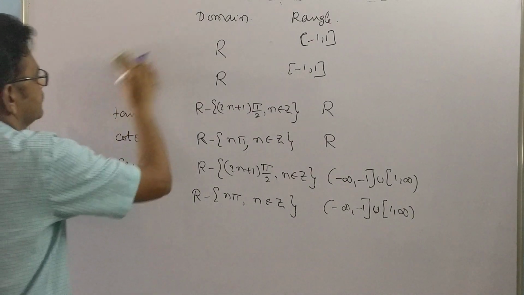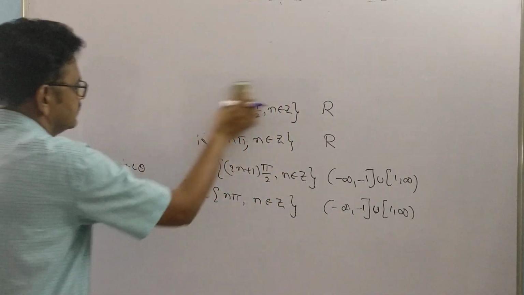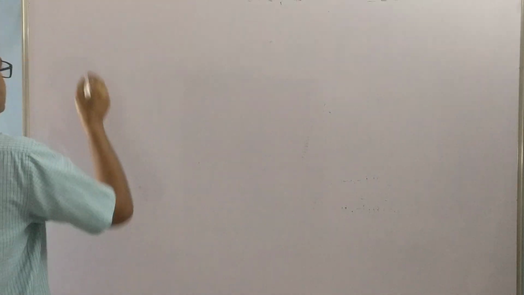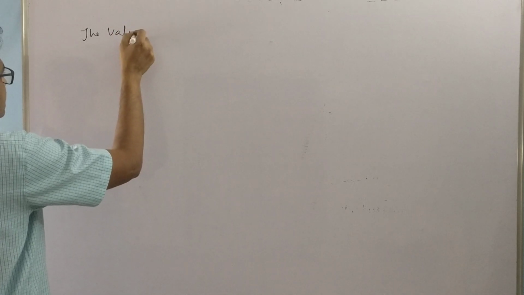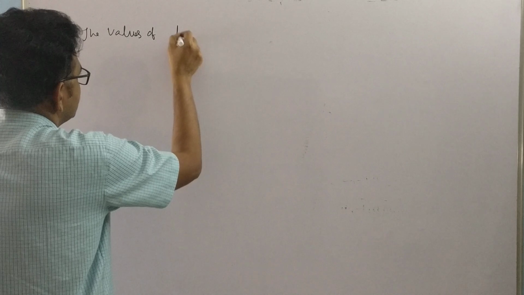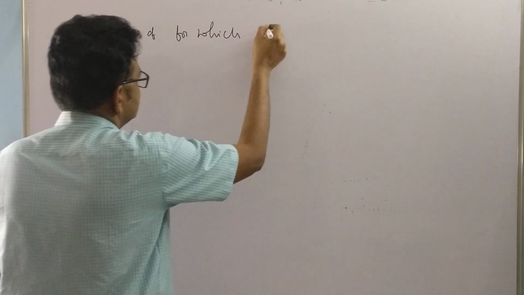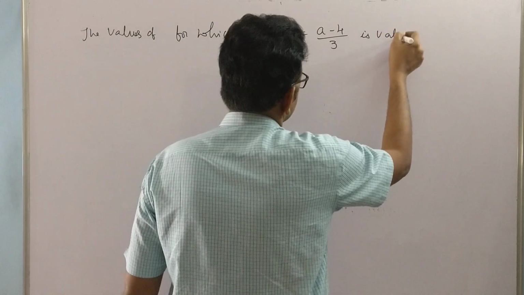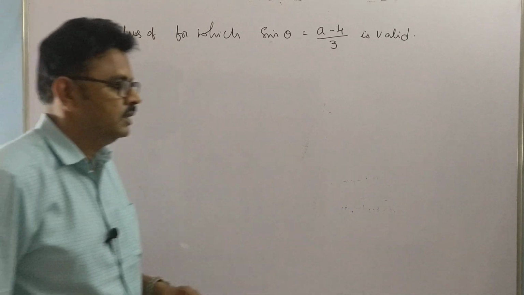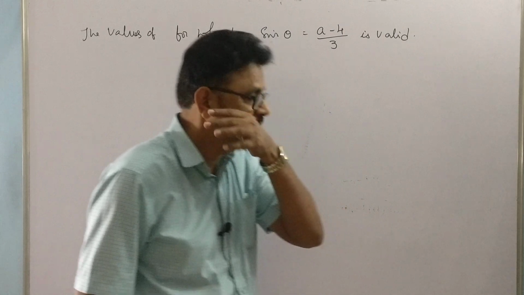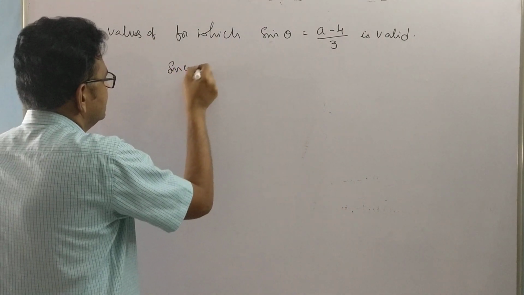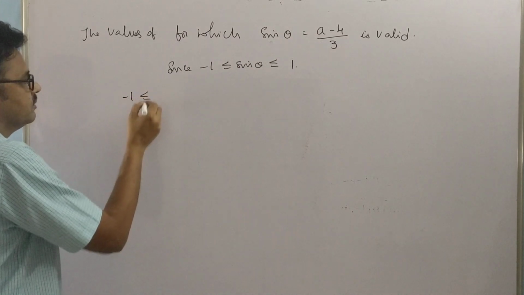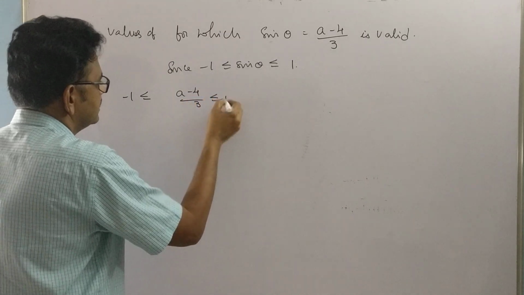So, write one problem. The set of values of a for which sine theta is equal to (a minus 4) by 3 is valid. Sine function range is what? Minus 1 to 1. Since we know that minus 1 is less than or equal to sine theta, less than or equal to 1, that is minus 1 less than or equal to (a minus 4) by 3 less than or equal to 1.